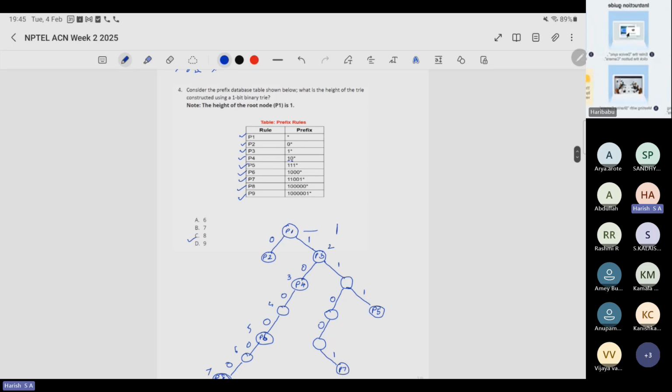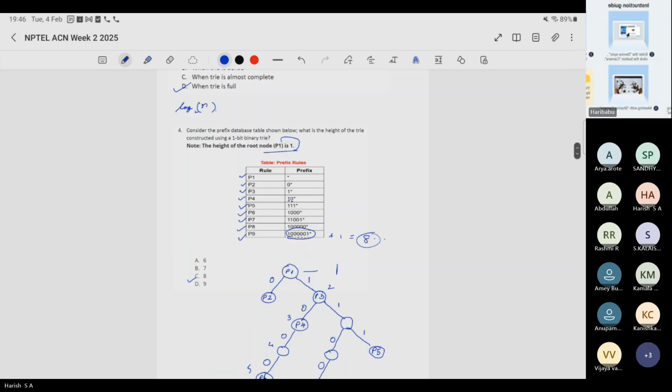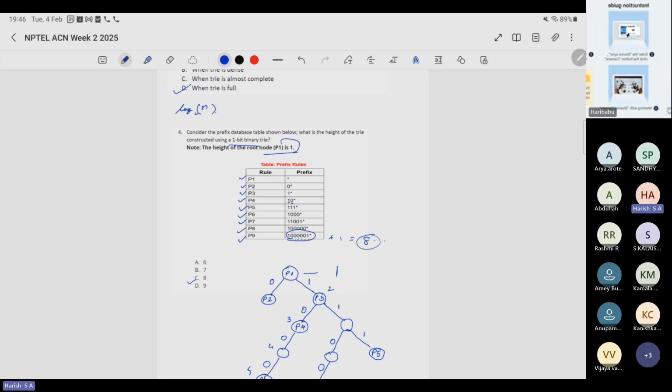And funnily enough, you do not even have to construct this trie. Because this is a single bit binary trie, you can just look at this and say 1, 2, 3, 4, 5, 6, 7. If there is 7, add 1 to it, and then this is going to become 8, and that's your answer. And why are you adding 1 here? Because they are saying the root node is at 1. So this is a shortcut to answer such questions. You don't even have to construct this. But this only applies for a single bit binary trie. Okay.